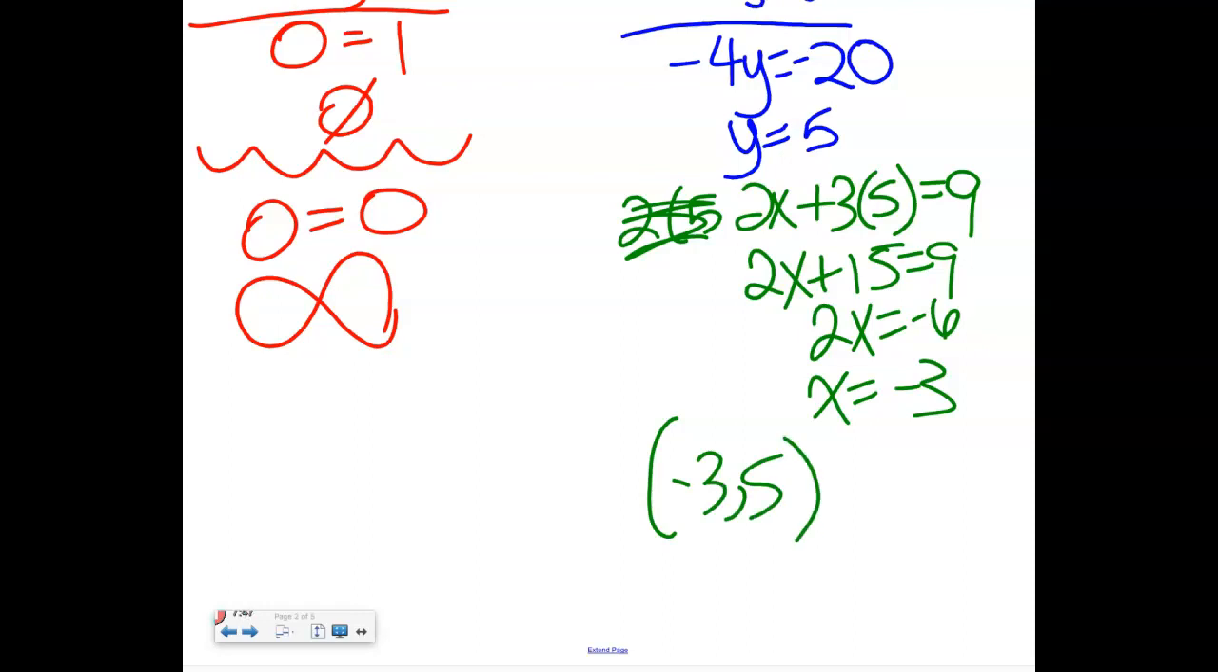So tomorrow on your test, you're going to have one that tells you to use substitution, one that tells you to use elimination, and then you get to decide. All right, that is page 1. Pause if you need a pause.